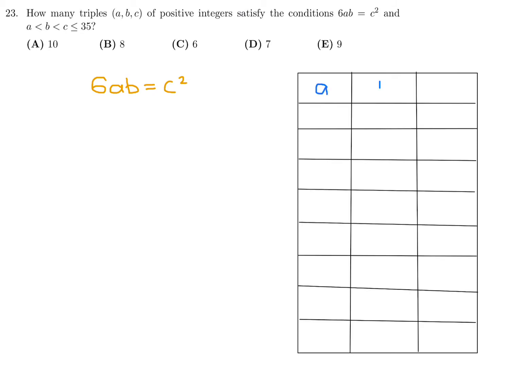So I've got A, B, and C. Now, as previously mentioned, C has to be divisible by 6. So the only values I can really put are obviously less than or equal to 35 and greater than 0 because they're all positive integers, but they've got to be multiples of 6. So I can put 30, 24, let's see what else, 18, and 12 and 6.